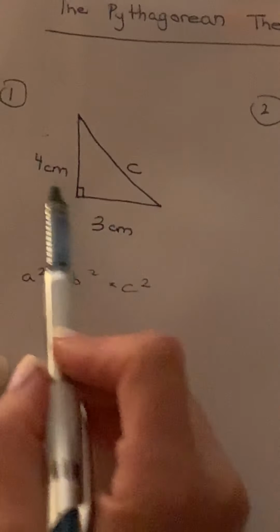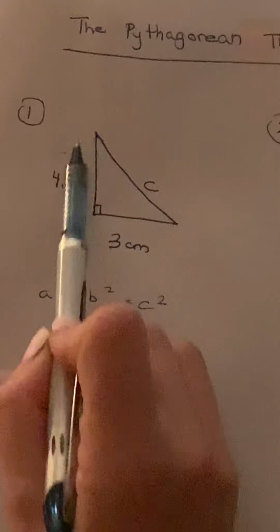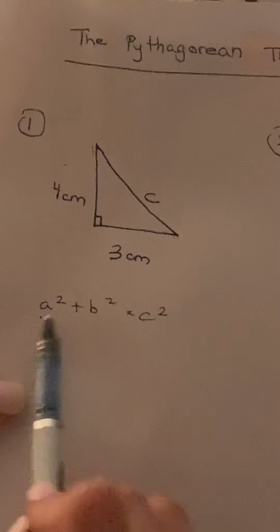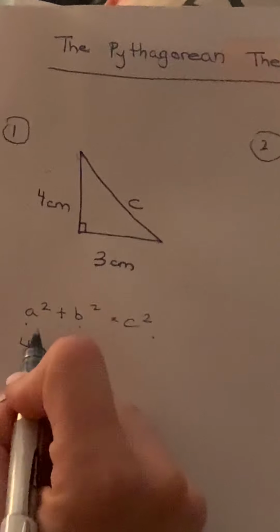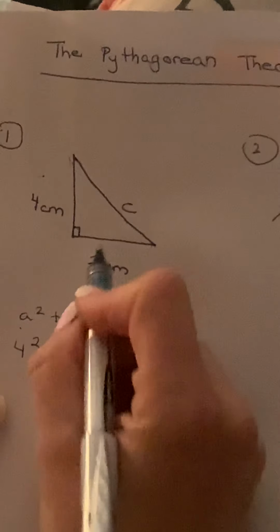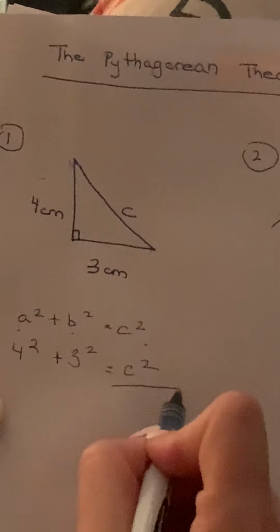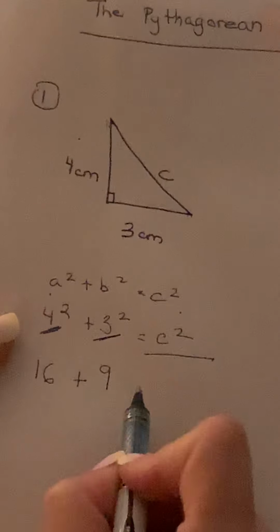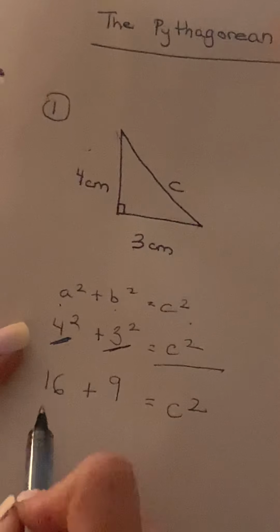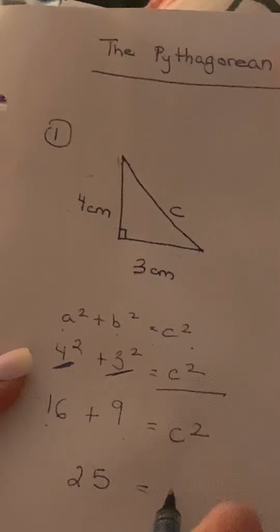So in this case, we're given 4 and 3, which are the measurements of a and b because they make up the right angle. So a squared plus b squared equals c squared. A is 4, so 4 squared plus b is 3, 3 squared equals c squared, which we don't know. 4 times 4 is 16, plus 3 times 3 is 9, equals c squared. 16 plus 9, as we know, is 25, equals c squared.